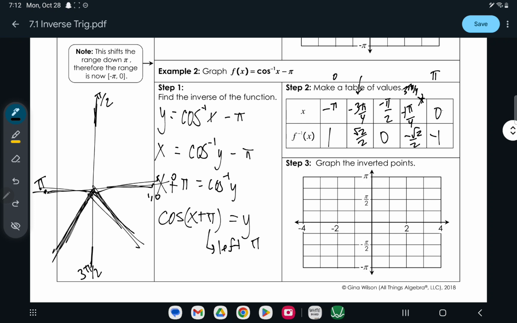Okay. So now I plot them as this is x, this is y. So 1, negative pi, 0, negative pi over 2, negative 1, 0. So it'll look something like that.